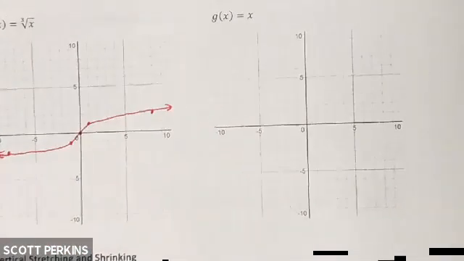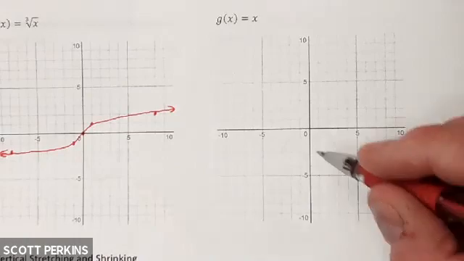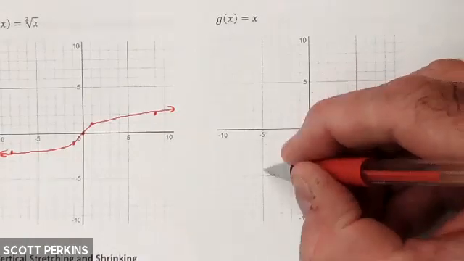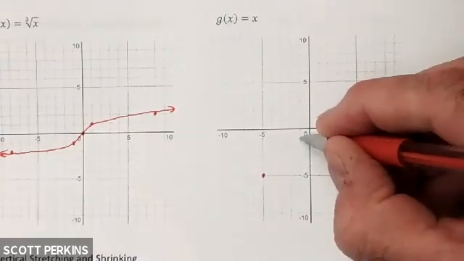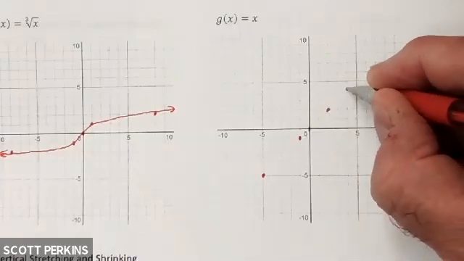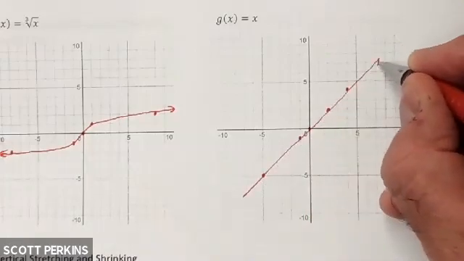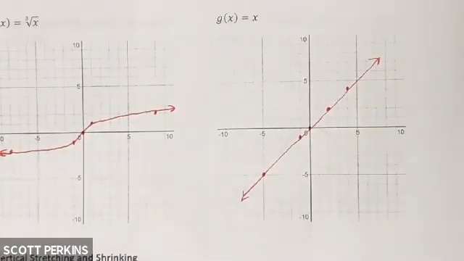And last but not least, the identity function. Every y value is just the x value. It's the same thing. So -5, -5, -1, -1, 0, 0, 2, 2, 4, 4. And we're just going to get this lovely line there. There's your 6 basic graphs.